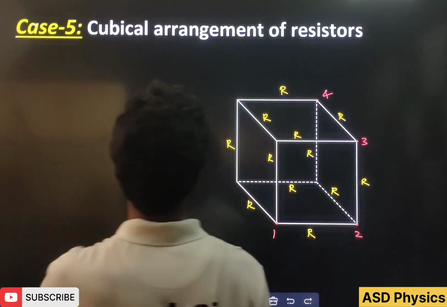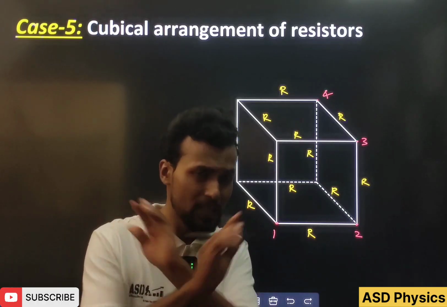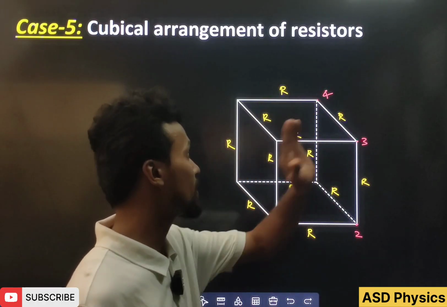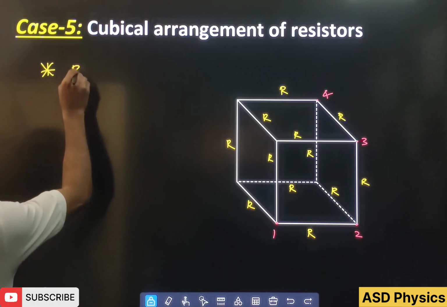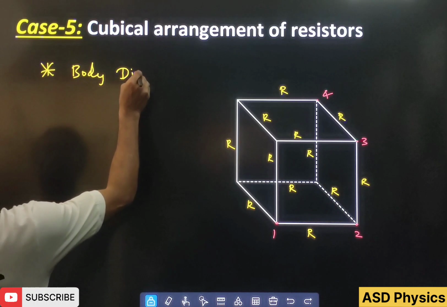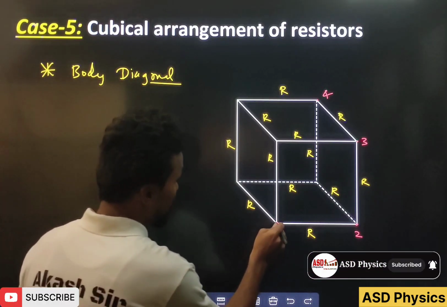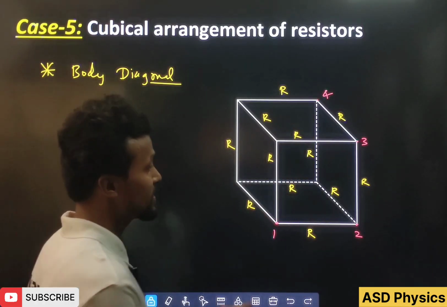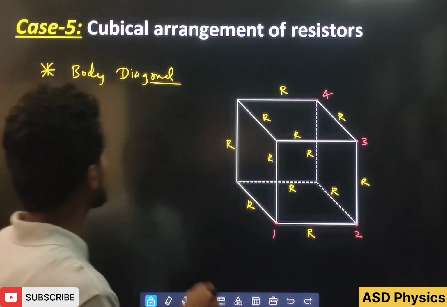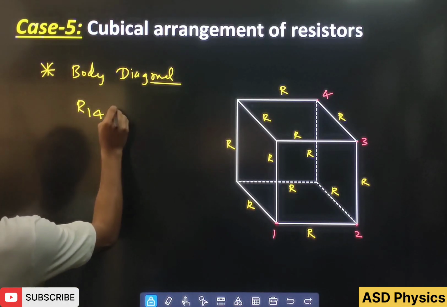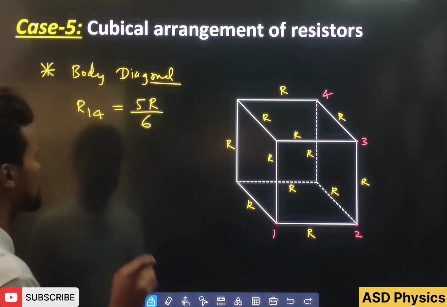Now students, this is the cubical arrangement of resistors. Let's take 12 wires, each of them having the same resistance R. If we see one by one, first the body diagonal, where I want to see the resistance across the body diagonal. You know very well, students, where the body diagonal is: this 1 and this 4. If this side is L, then the body diagonal will be L root 3. So across the body diagonal, remember, R14 equals 5R by 6. Have to remember that.